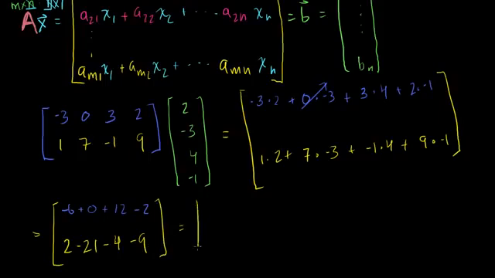So this is equal to this top term. Let's see, I have a minus 6 plus 12 is 6, minus 2 is 4. And then I have 2 minus 21 is minus 19. I want to make sure I get the math right here. Minus 21 minus 9 is minus 30. Then I have a minus 34. And then I have a plus 2, so minus 32. So that's my product right there.